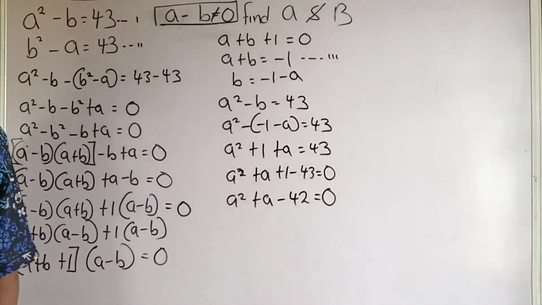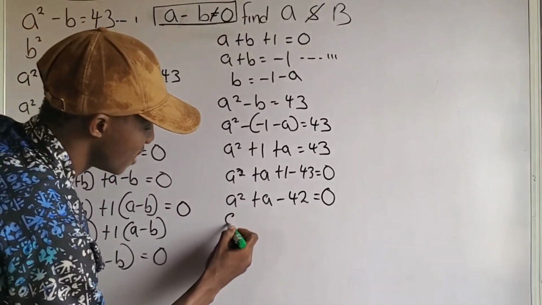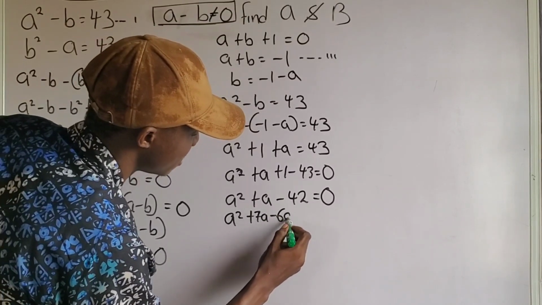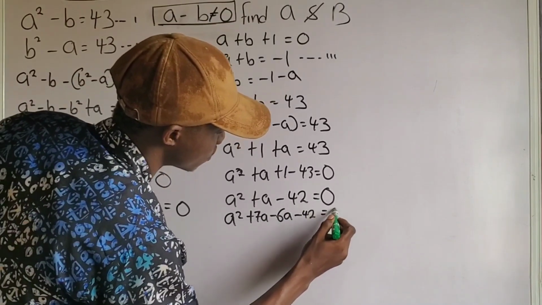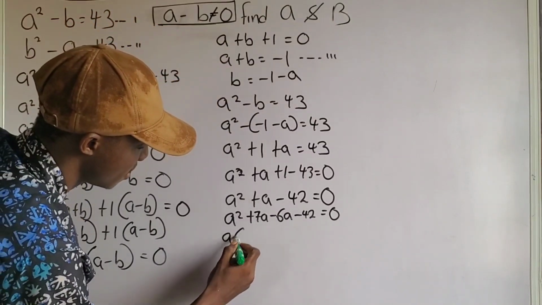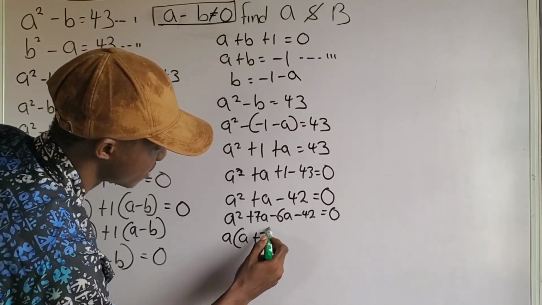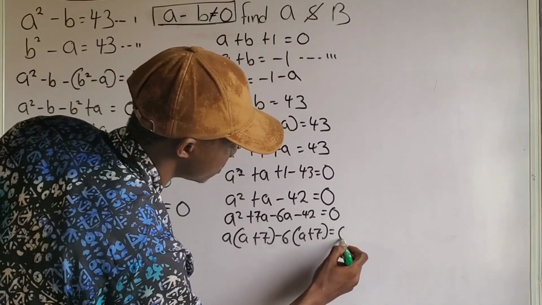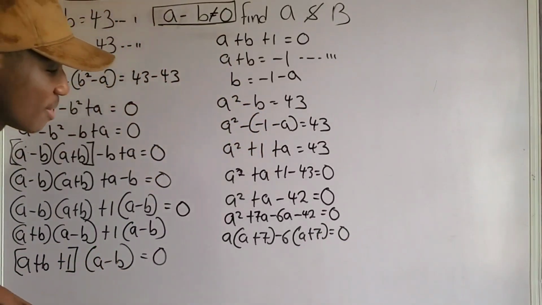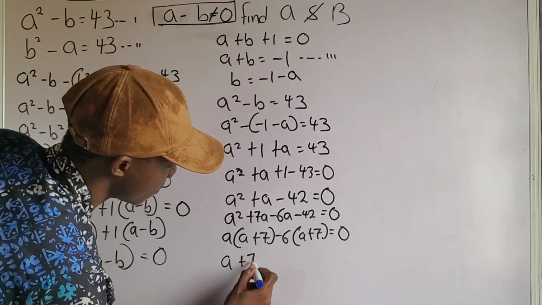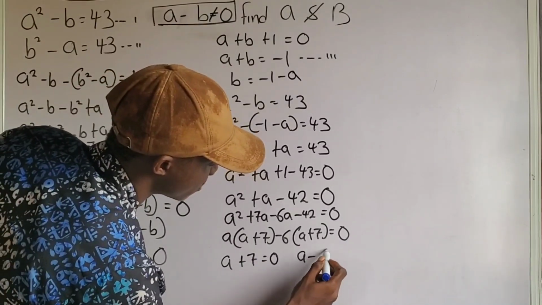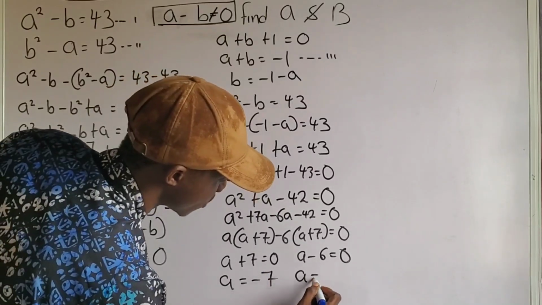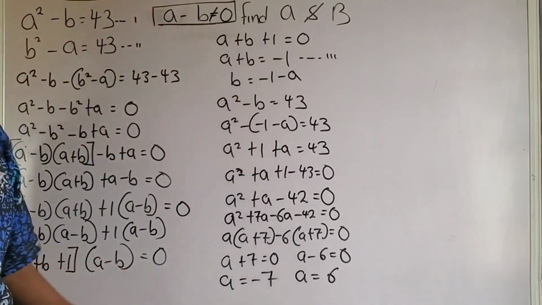From this point, let us factorize. I'm going to have a squared plus 7a minus 6a minus 42 equals 0. So a into bracket a plus 7, minus 6 into bracket a plus 7, equals 0. Now to get the value of a, I'm going to have a plus 7 equals 0, a minus 6 equals 0, a equals minus 7, a equals 6. So these are the values of a.